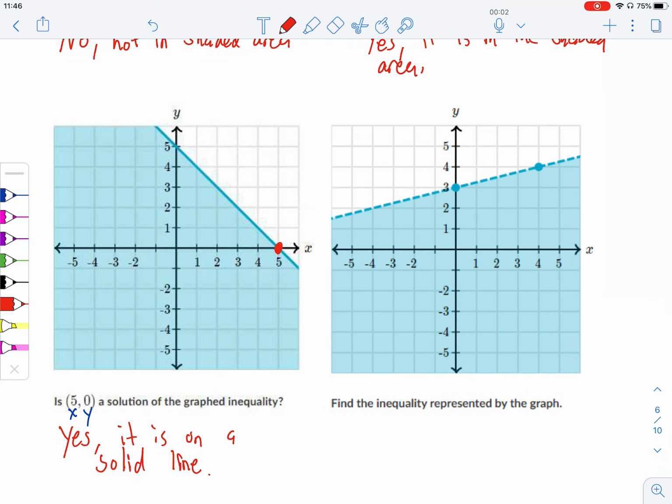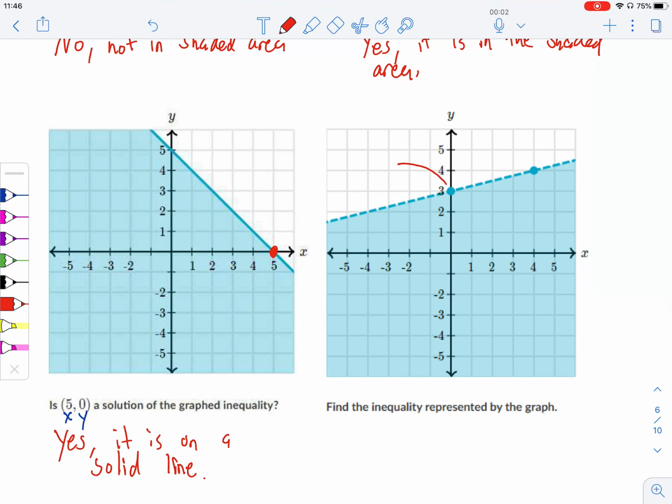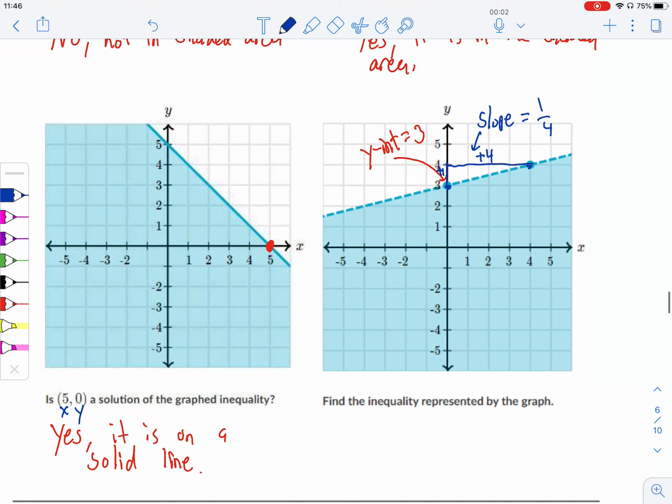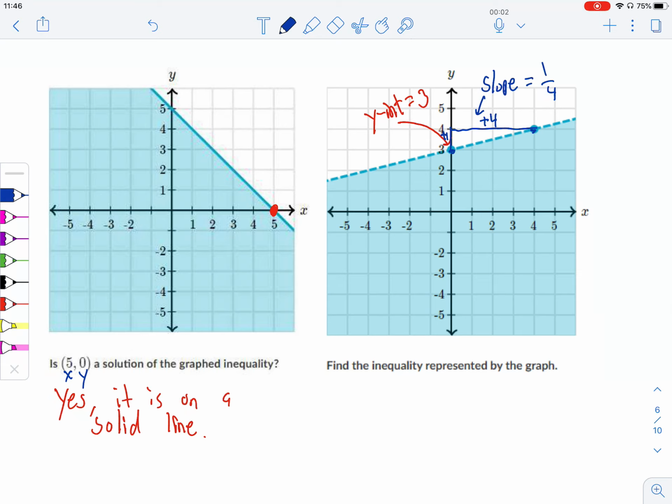Okay, so last one. We're going to write an inequality represented by a graph. So just looking at this, we can tell, right there, the y-intercept equals 3. We can tell what the slope is from getting from one point to the next. We went up 1, so positive 1, and then right 4. So our slope is equal to 1 over 4, because we went up 1, right 4. And it should be positive because we went up to the right.